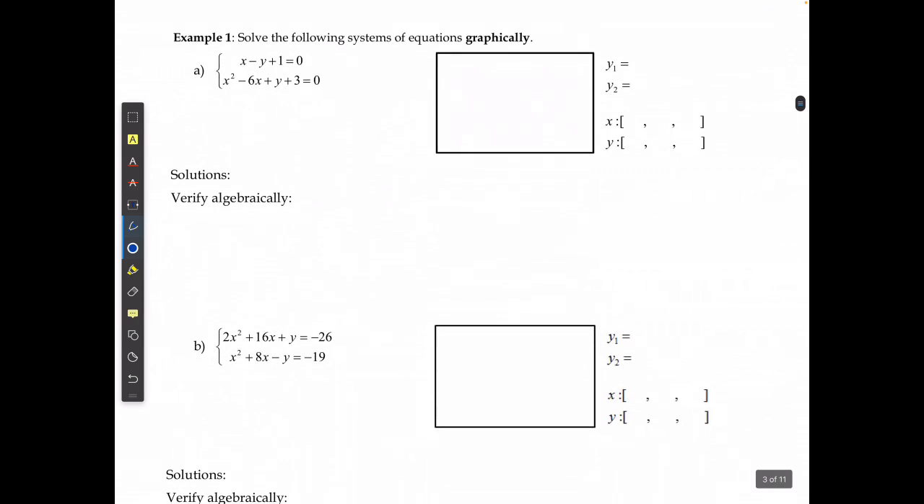So let's try this out. For the first one, we have x minus y plus 1 is equal to 0, or x squared minus 6x plus y is equal to 3. Well, I'm going to call this one y1. I'm going to get y by itself, so I'm going to say that negative y is equal to negative x minus 1, or y is equal to x plus 1. And that's what I'm graphing in here. y is equal to x plus 1.